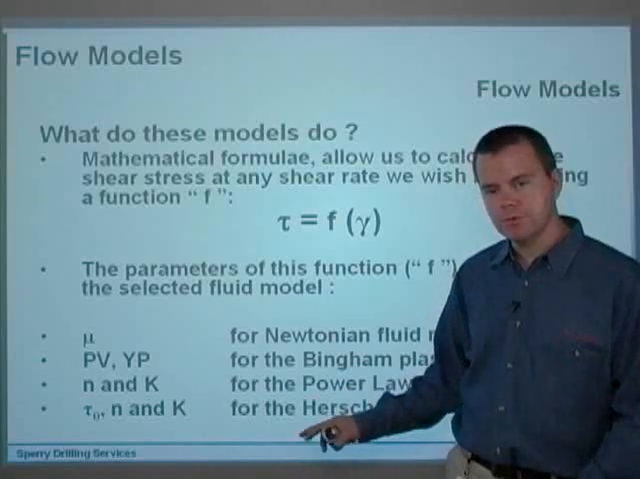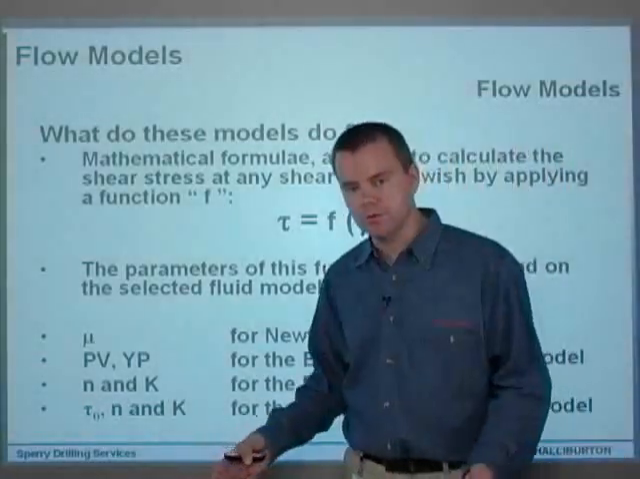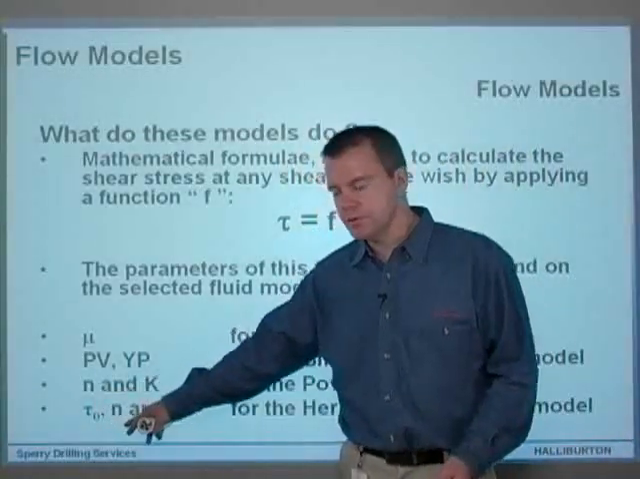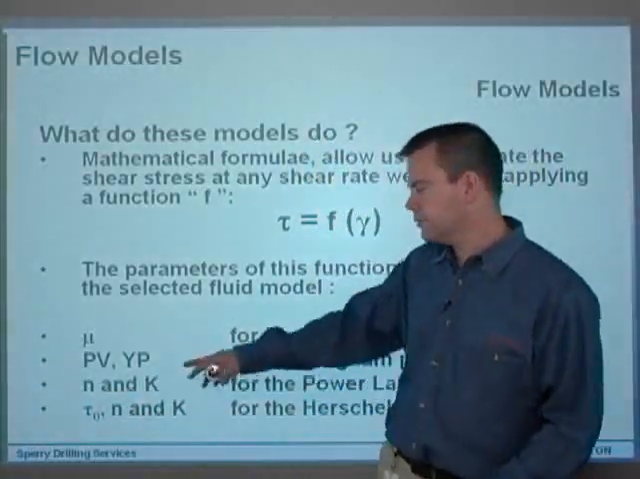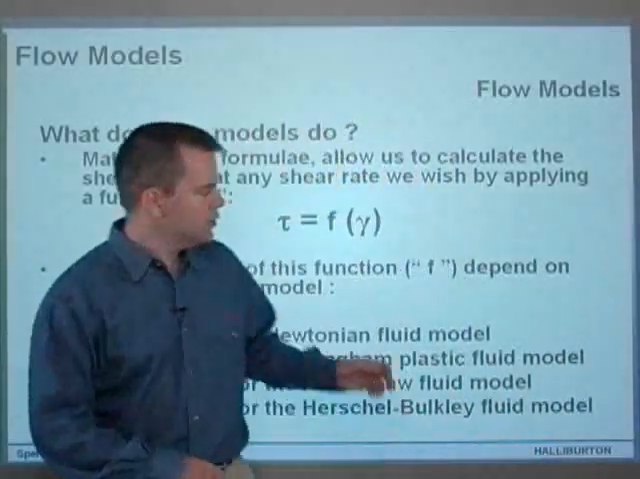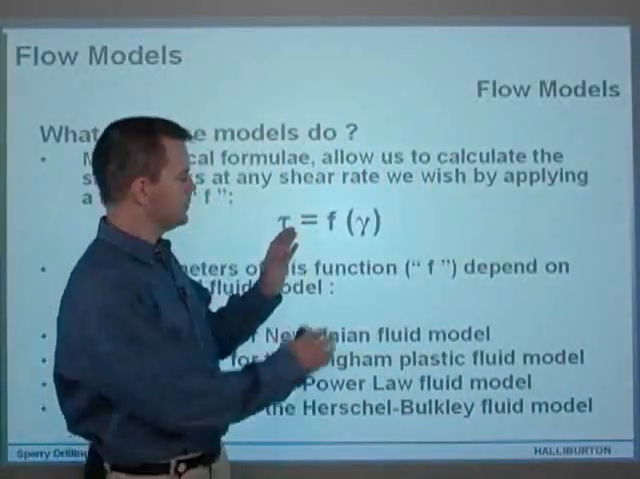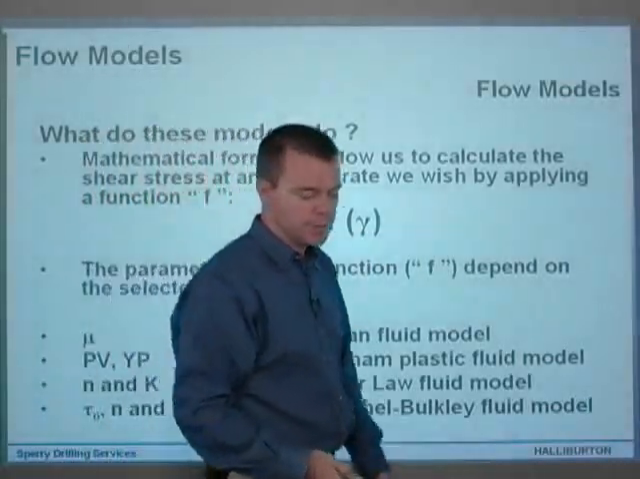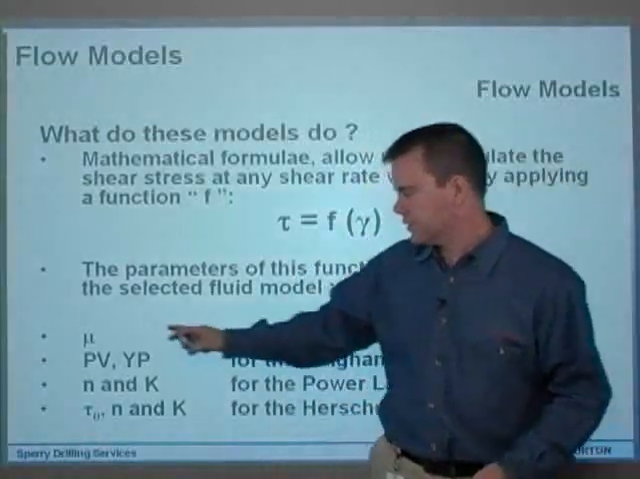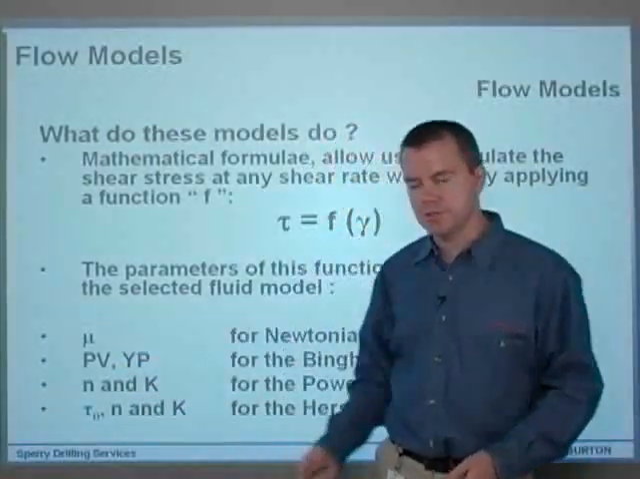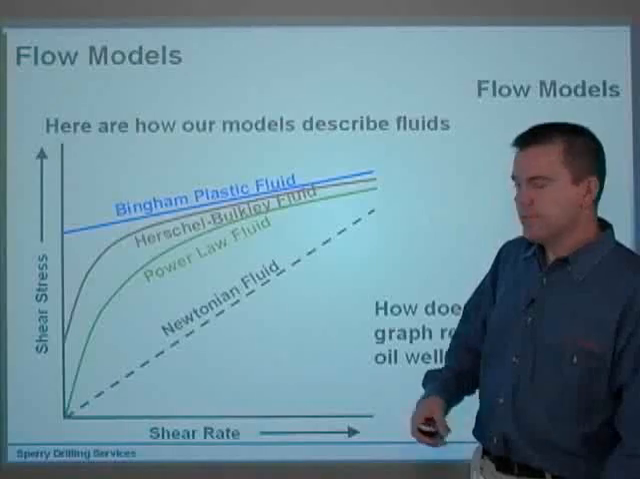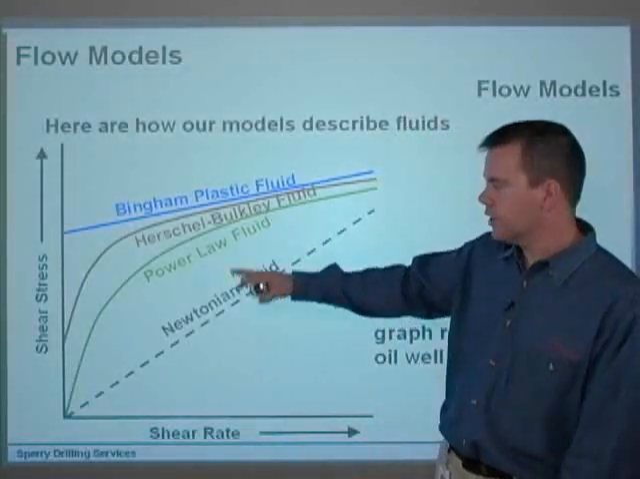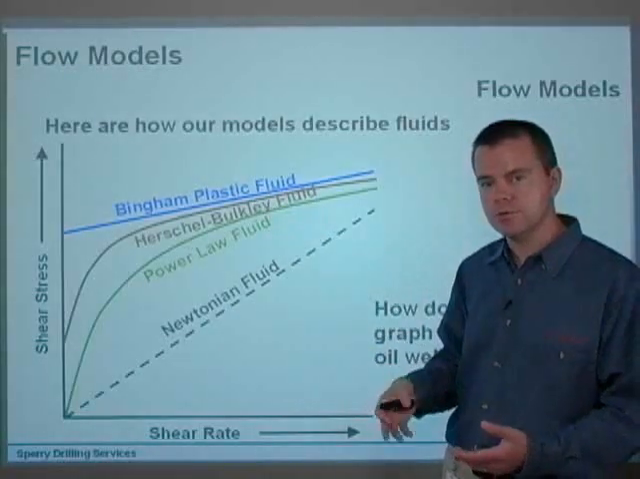And for the Herschel-Bulkley, or the modified power law, yield power law, whatever you want to call it, we've got a tau 0 and an n and a k value. There's three variables in there. But all of the models can be reduced to this: tau equals f times gamma. And the f is basically a combination of some of these parameters, some of these variables. So before I launch into some equations, what I'll do is show you graphically how these models describe fluids.